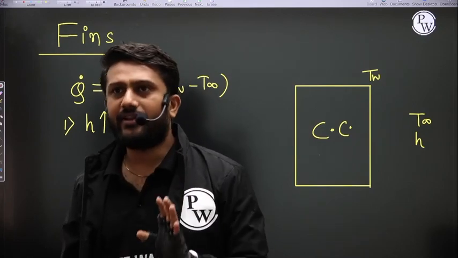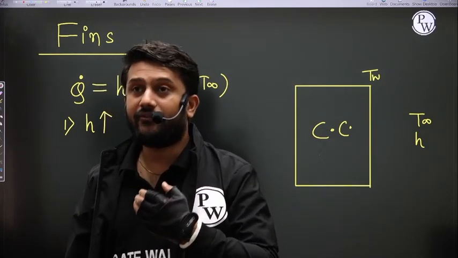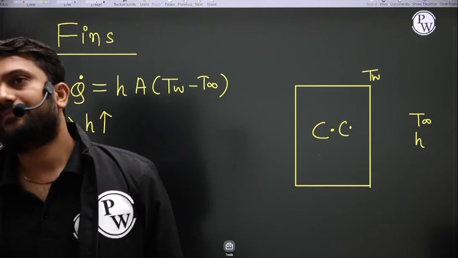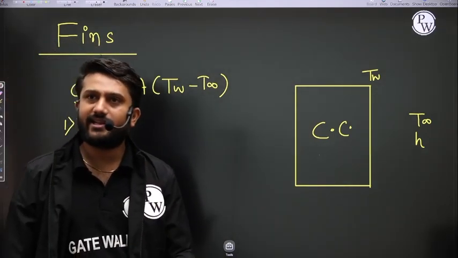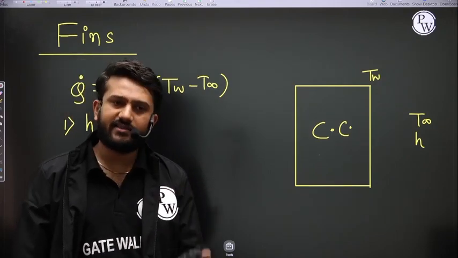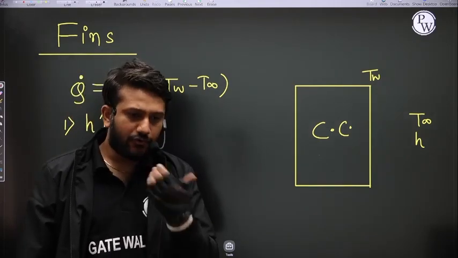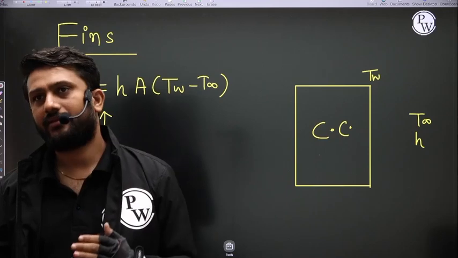So this is one way by which we can increase the rate of heat transfer, by increasing the h, by putting some external agent. So instead of free convection, forced convection occurs, and in forced convection, the rate of heat transfer will increase.